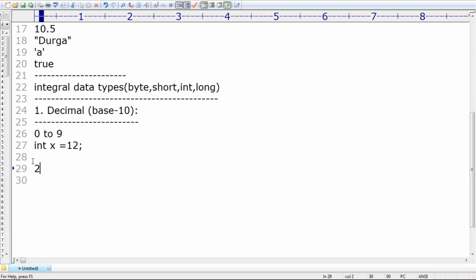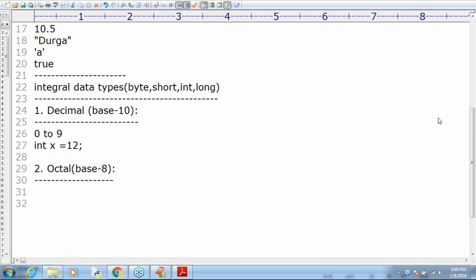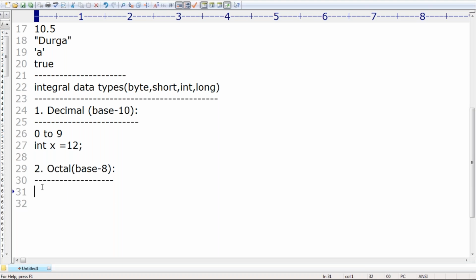Second, we can even specify in the octal form also. What is the octal form? Base 8. What are the allowed digits for base 8? Shubham, what are the allowed digits? 0 to 7, not 0 to 8. Okay, 0 to 7 only.